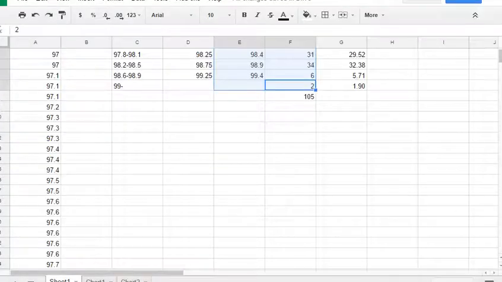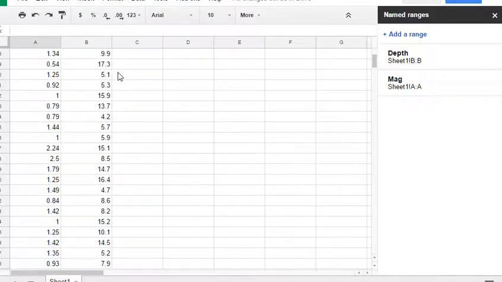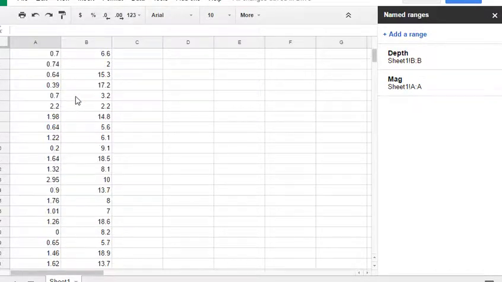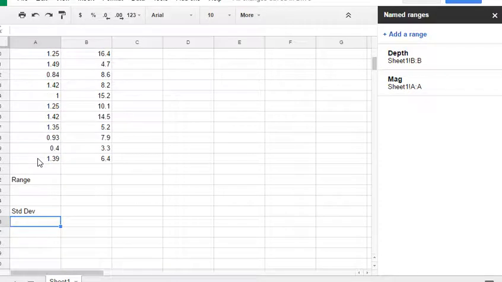No, where did it go? Yeah, all right, here it is. So I've got this data. There's two columns of data. One represents the depth and the other one represents the magnitude. So the first one, I think, is the depth of our data set.